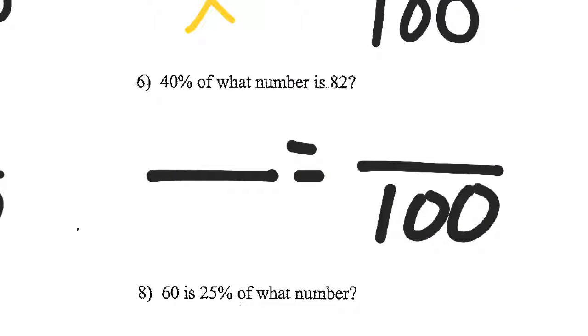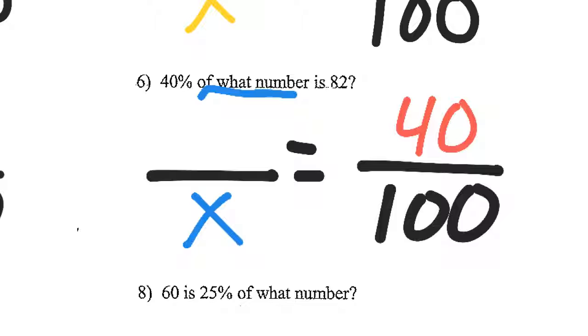Number 6, 40% gives it to me right off the bat, so I'm going to put that 40% above 100. Of what number? Meaning we don't know what the number is. So my of is my whole, so that will go down here. And finally, is 82. 82 will go up here.